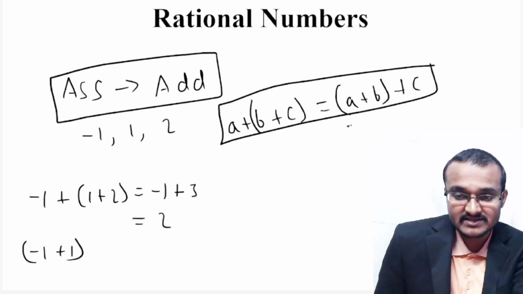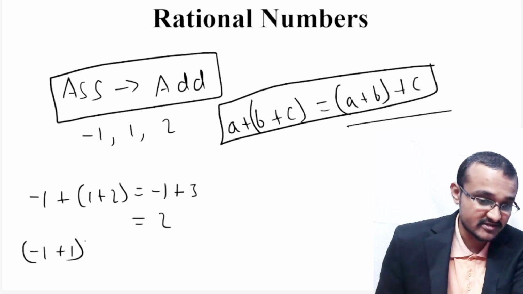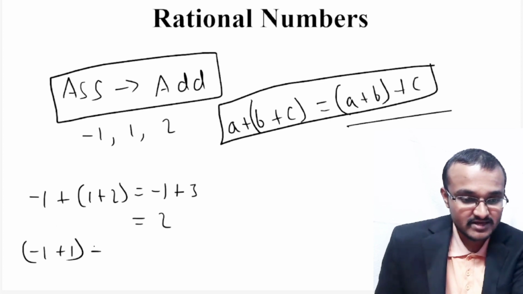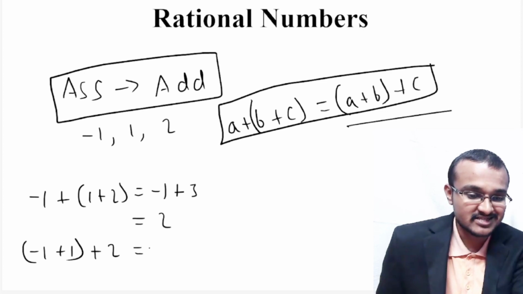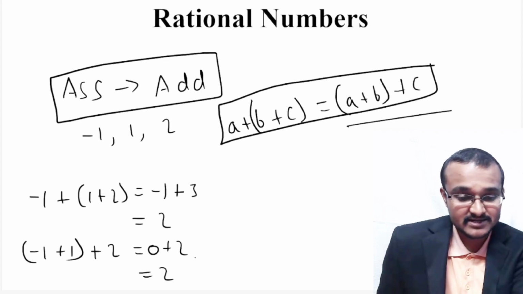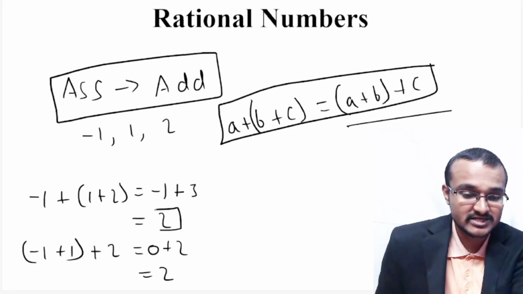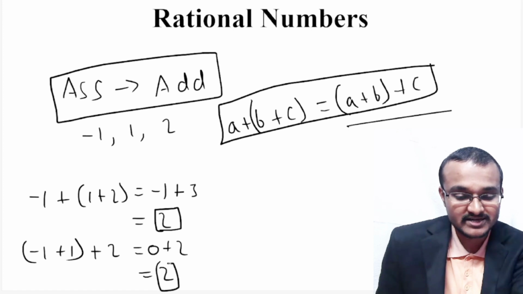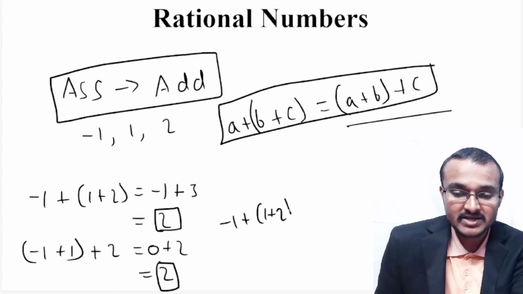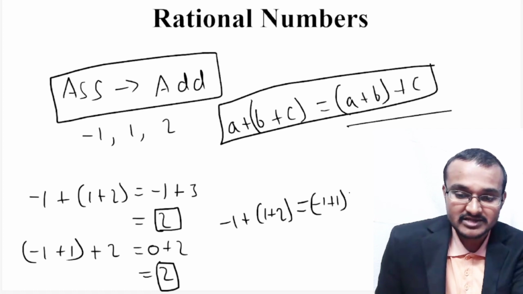Now minus 1 plus 1 will be inside bracket. I am writing in the form of RHS of this particular equation. So minus 1 plus 1 in bracket, outside there will be plus 2. Minus 1 plus 1 will be 0. So 0 plus 2 will be your answer, like 2 will be your answer. So here also you're getting 2 as your answer, here also you're getting 2 as your answer. That means minus 1 plus of 1 plus 2 is actually equal to minus 1 plus 1 of plus 2.